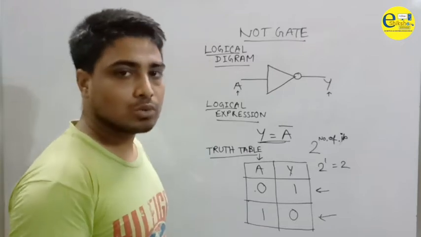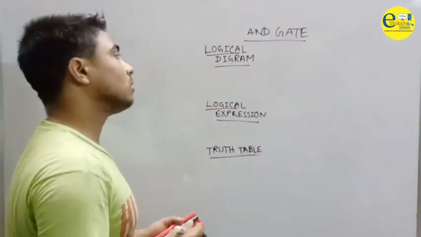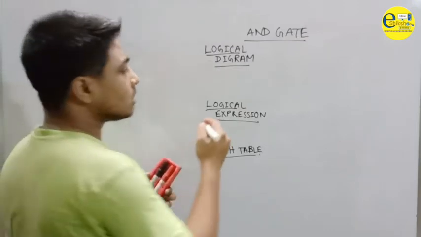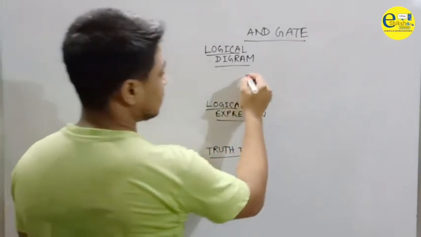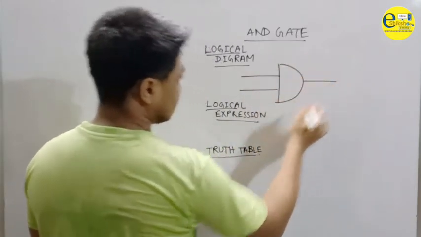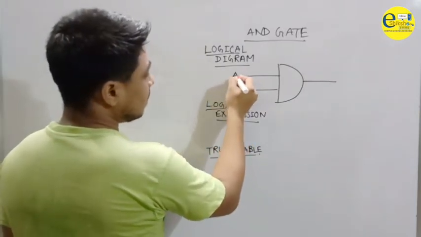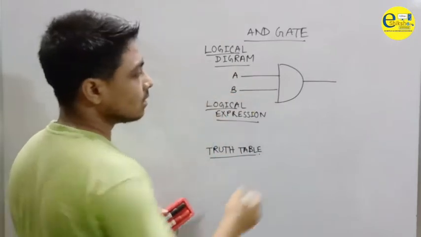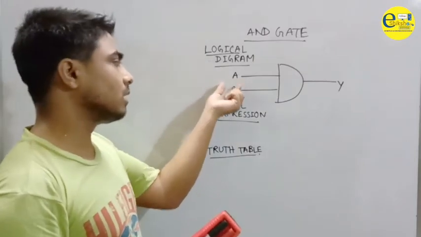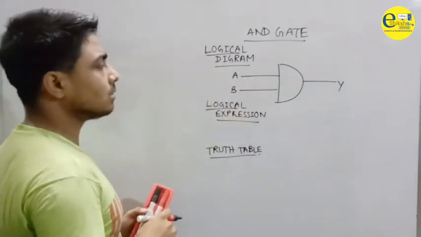Now let's move on to the next gate, which is the AND gate. The logical diagram for the AND gate looks like this. Here the inputs are, let's say, A and B, and the output is Y. I'm assuming these names; you can take them as P, Q or any other names.